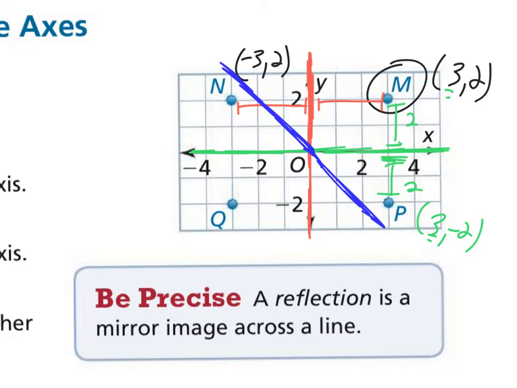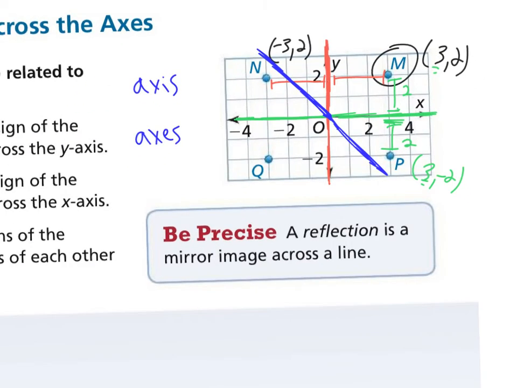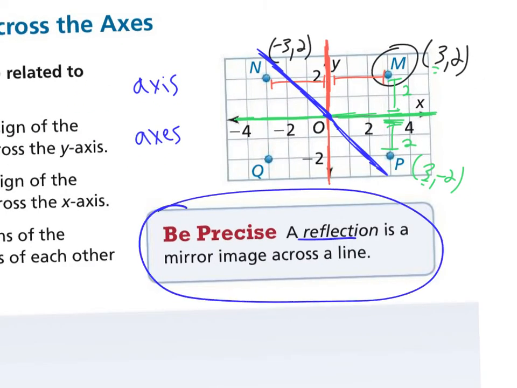And the book just says they're reflections across both axes. Axes is the plural of axis. So if you have one, it's called an axis. And if you have two or more than one, it's called axes. Okay, it's not axes like you going to chop wood, but axes. So here the book mentions again that a reflection is a mirror image across the line.